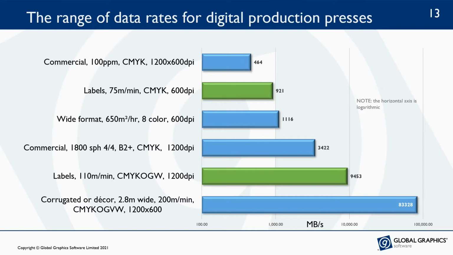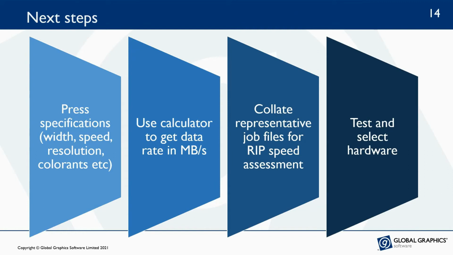TV connection. So you've used the data rate calculator to give you the required data rate in megabytes or gigabytes per second. The next step is to translate that into the number of RIPs and the hardware specification that you need in your DFE. That will vary with your customer jobs and with the selected computing hardware.